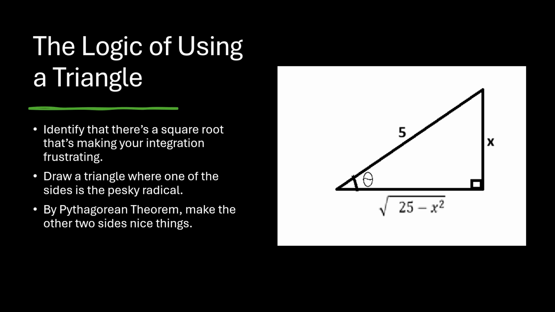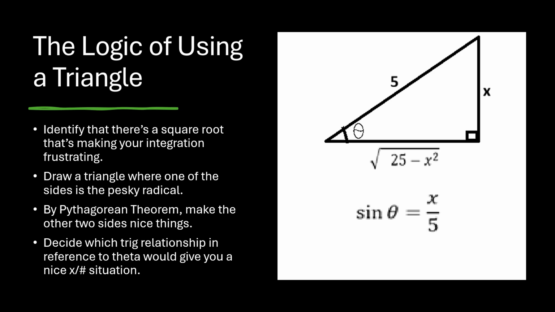Now let's reason through the Pythagorean theorem. Your hypotenuse has to be the longest positive side, which means that our longest side has to be the square root of 25. That's the biggest one. So the square root of 25 is 5, and then that means your other leg is the square root of x squared, which is x.